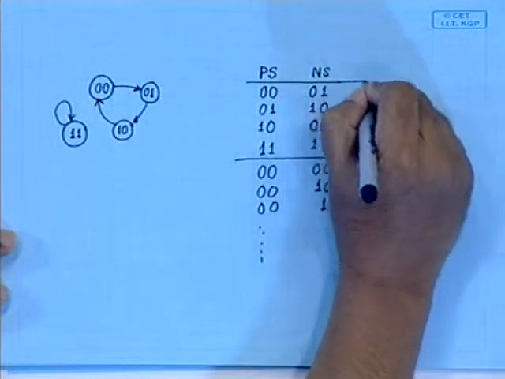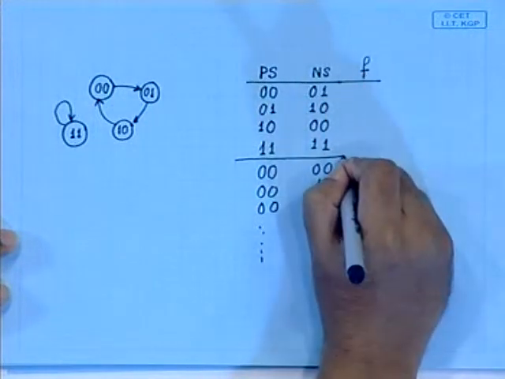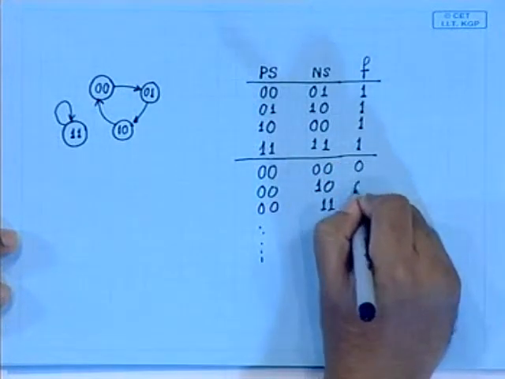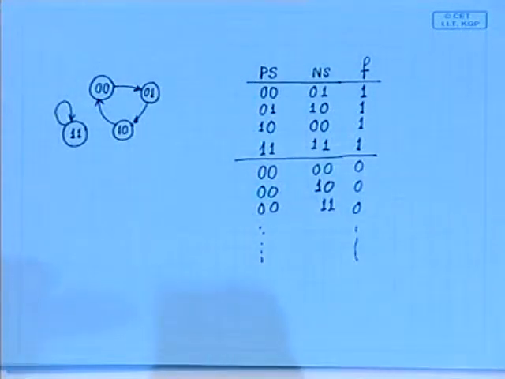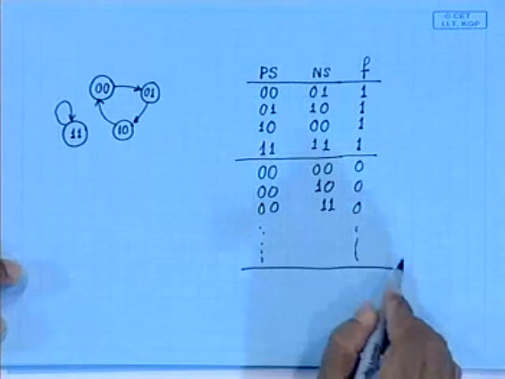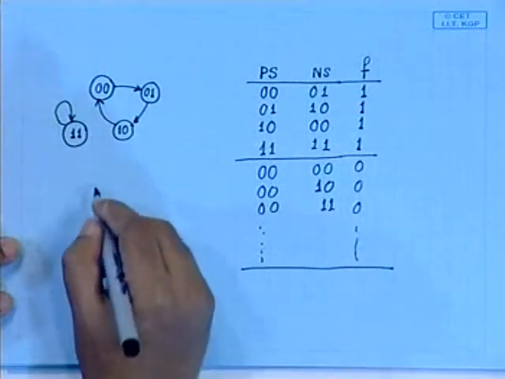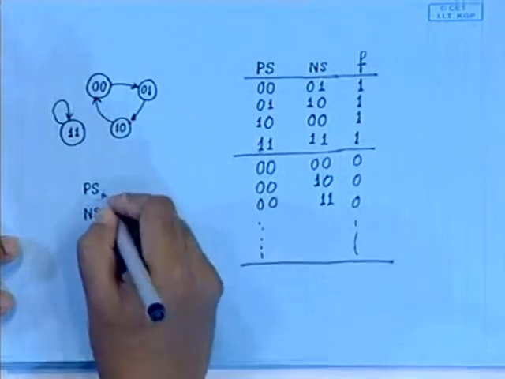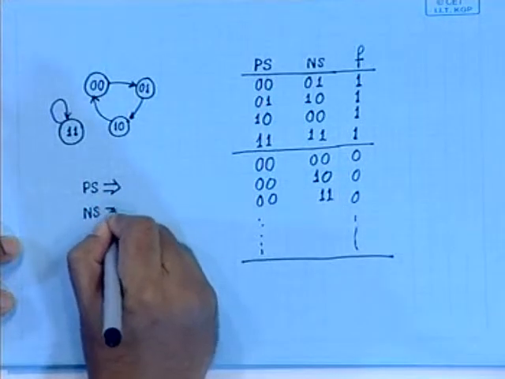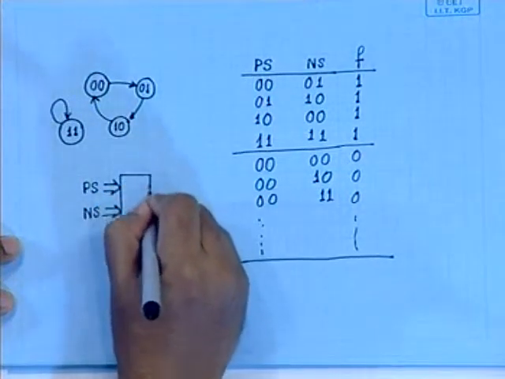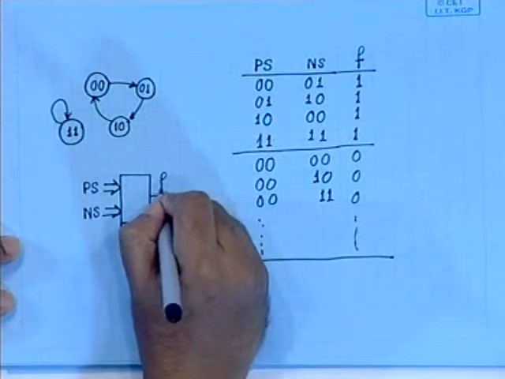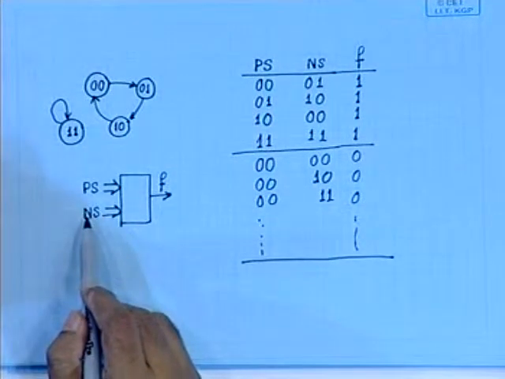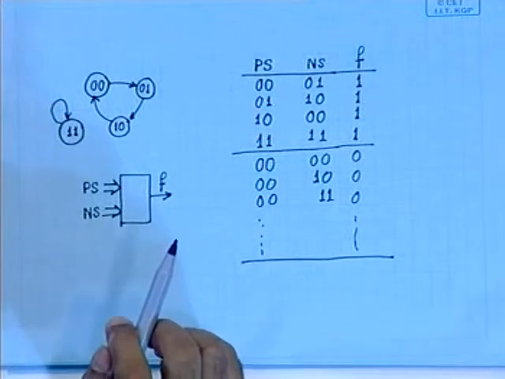Now, suppose we define a function f and say that for the valid transitions the function value is 1, and for the rest the function value is 0. What does this function represent? This function represents a logic which takes two inputs, the present state and the next state, and this logic, which is called f, becomes 1 if this present state and next state combination is a valid transition, otherwise it produces 0.